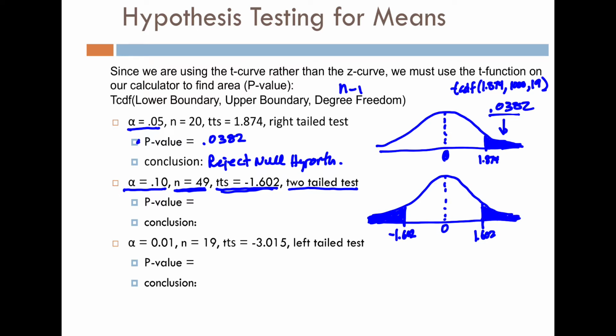It's important to keep that in mind. Two-tailed tests, and we know it's a two-tailed test if the alternative hypothesis has a not equal to. And that's what tells us a two-tailed test. So in finding this, go ahead and use TCDF to find it. Pause the video.